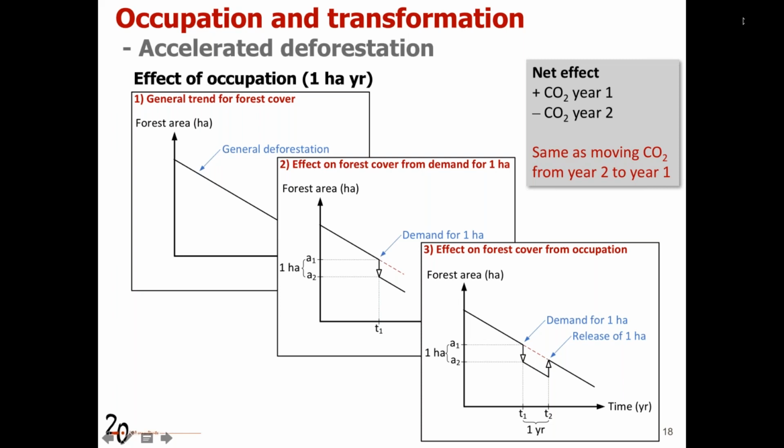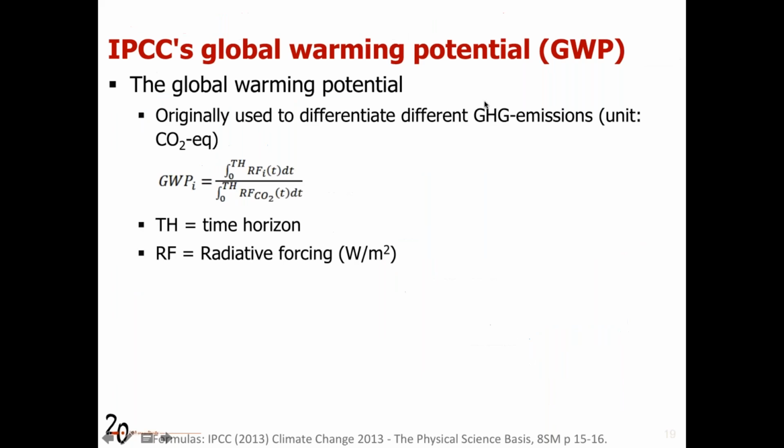Okay. But how do we then model that? Because our net CO2 emissions are 0. I guess you are all familiar with the global warming potential. It's calculated by 2 integrals divided by each other. Originally, it's used to differentiate different greenhouse gas emissions. So typically in this fraction here, you have methane in the top and then CO2 in the bottom, and then within a given time horizon, you can calculate that methane contributes 28 times more to radiative forcing and global warming than CO2. So then you can calculate your global warming potential for methane.